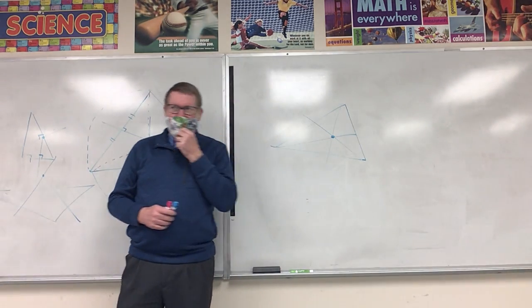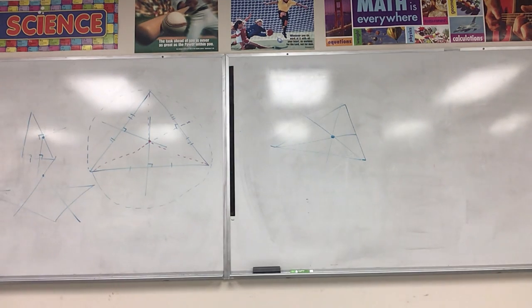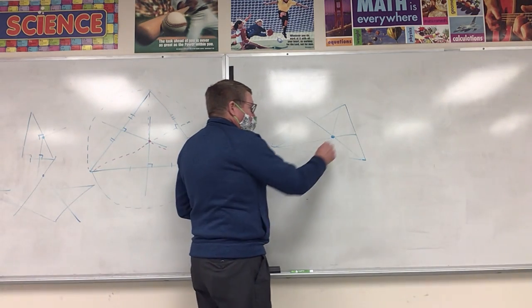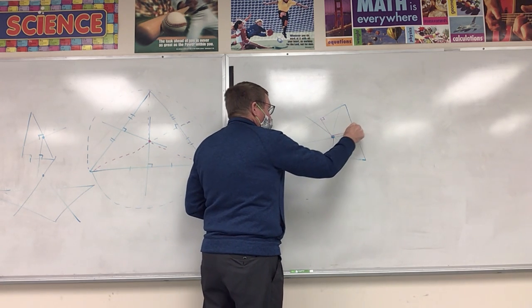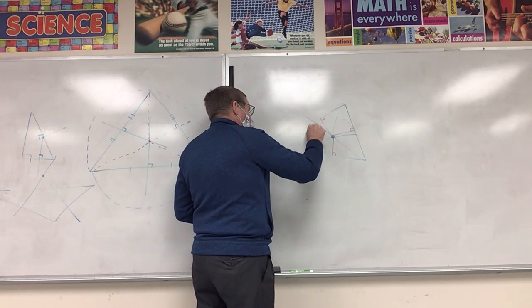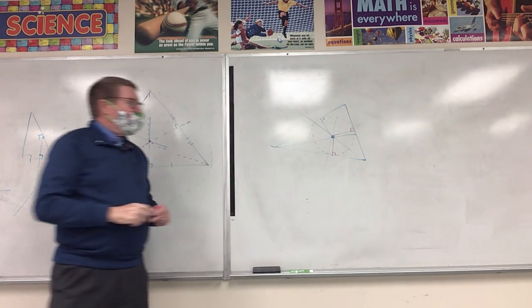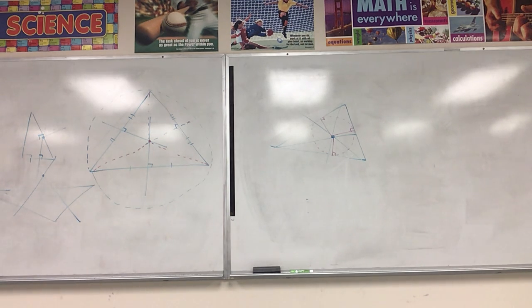The incenter, what do I know about the incenter, besides being the center of an inscribed circle? Equal distance to the sides. So there's my inscribed triangle. Equal distance to the sides. Incenter, equal distance to the sides. Circumcenter, equal distance to the vertices, the corners of the triangle.